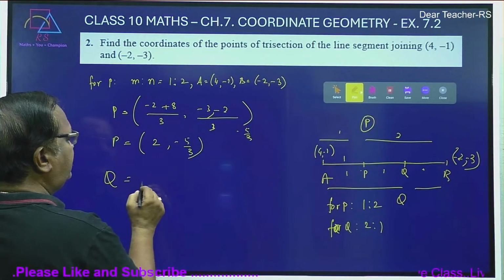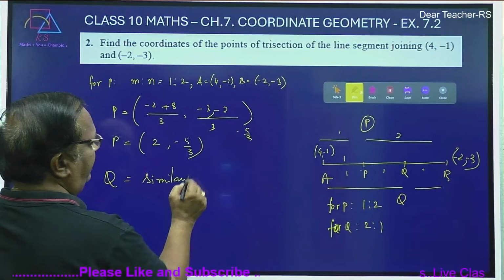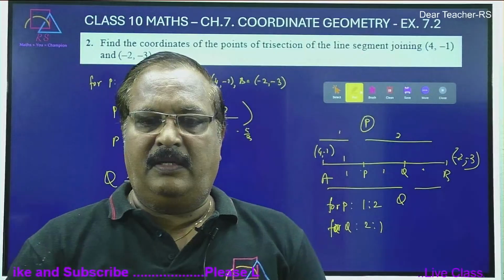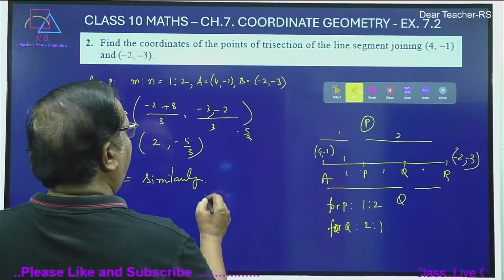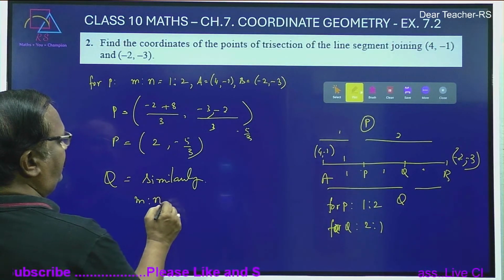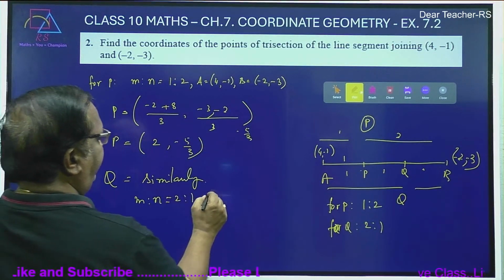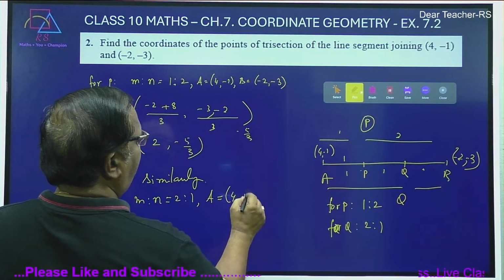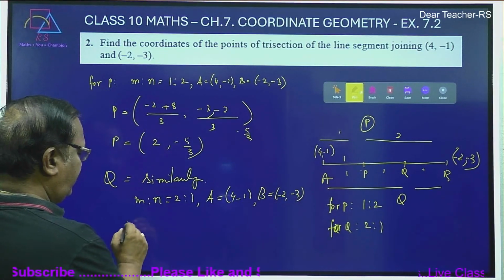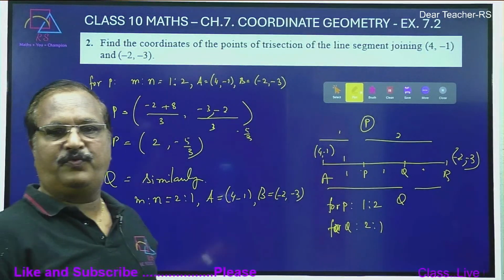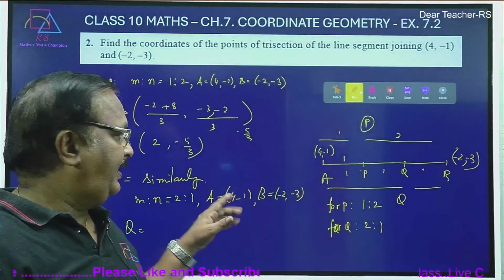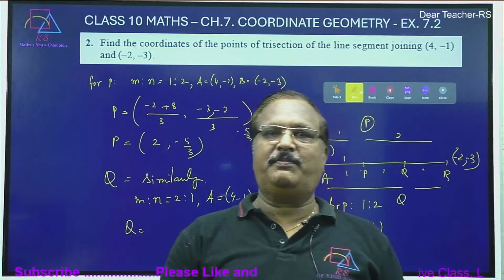Now for Q also, similarly you have to do it like this only. What can you do for this? Again you write for Q, m:n is equal to 2:1, and A is equal to (4, minus 1) and B is equal to (minus 2, minus 3). So you just find Q's formula, put in the same formula and you can find Q. Okay, so this is the second problem. I did not complete it, so I want you to complete it by yourself.